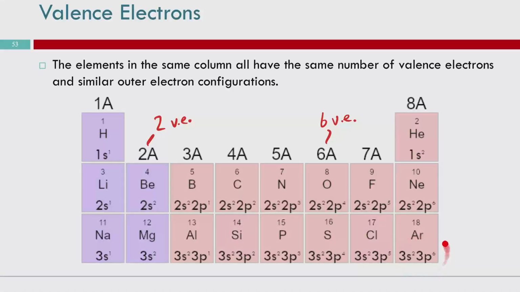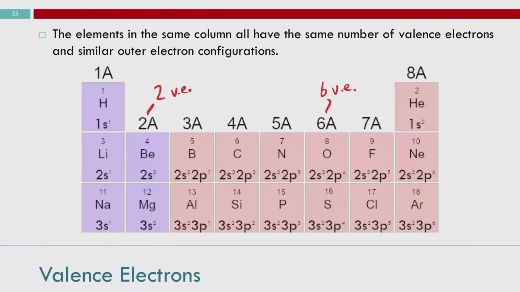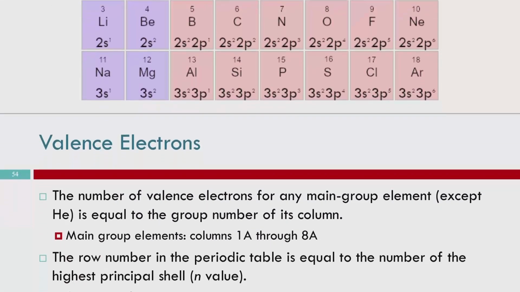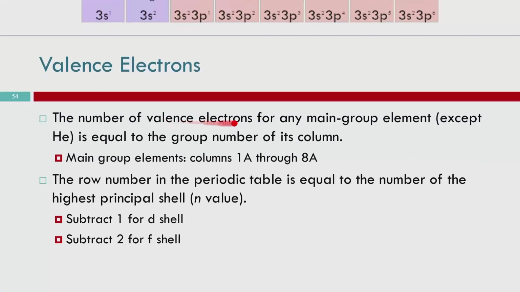We've got the valence electron configurations written out here. So the number of valence electrons for any of our main elements, that's the outermost electrons, the ones that can participate in bonding, is equal to the group number of its column. This is something that you will need to know. You need to know how to get the number of valence electrons. This is the fast and easy way, just looking at what column it is in for our main group elements.